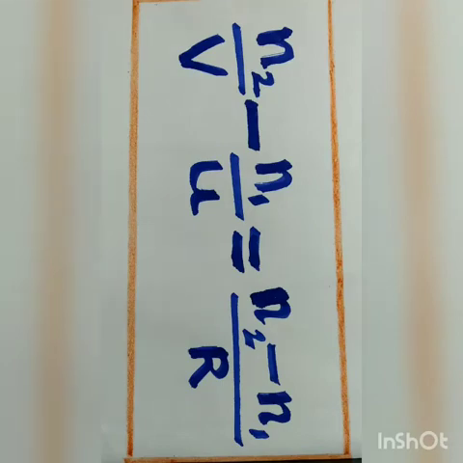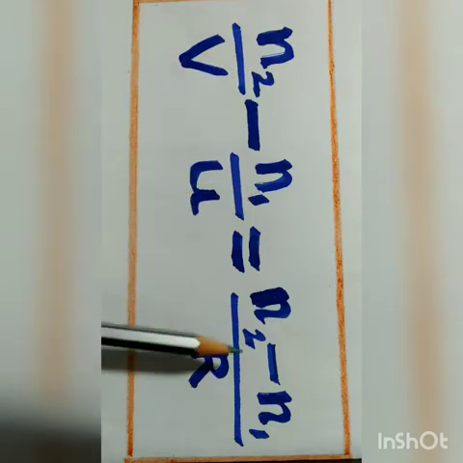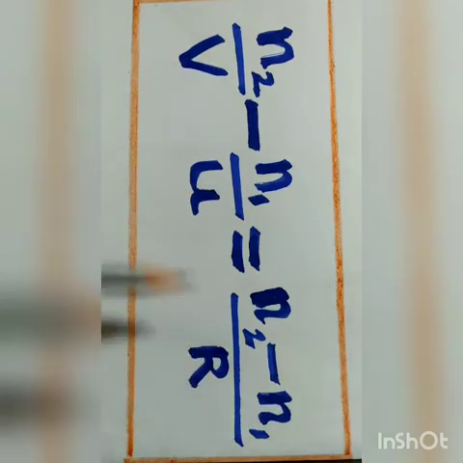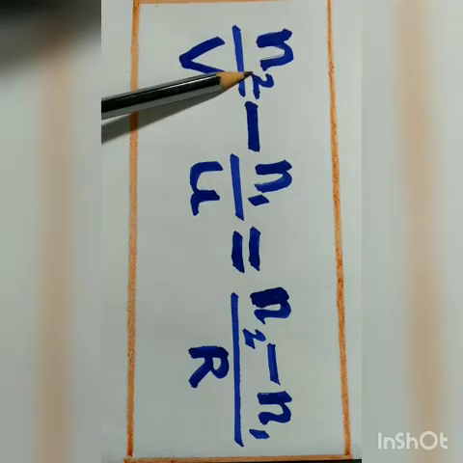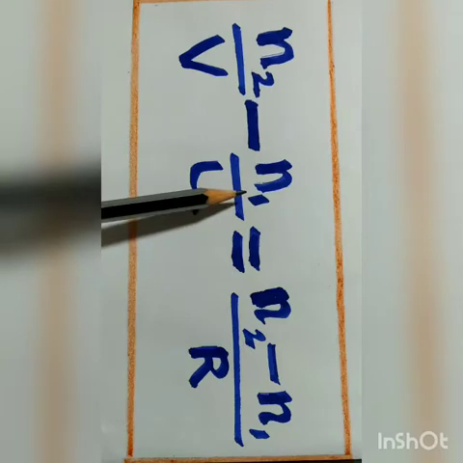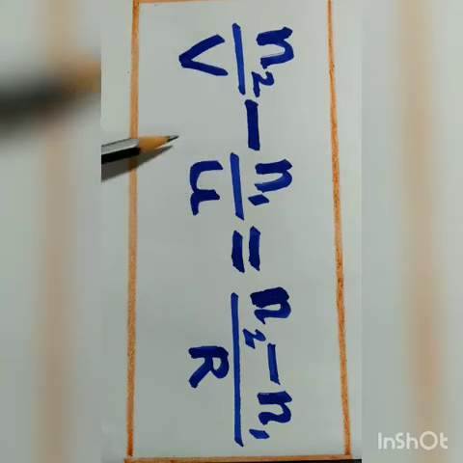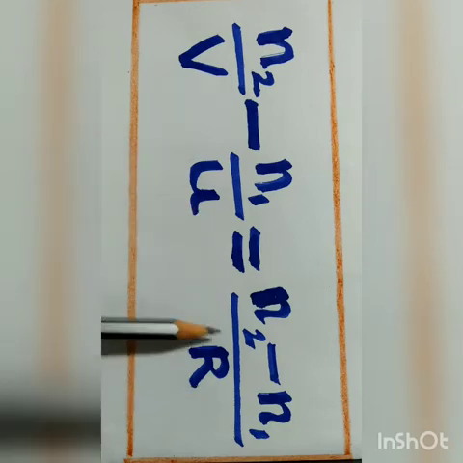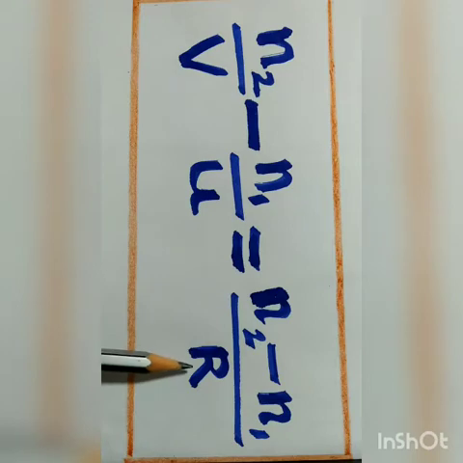Good morning, children. Today we are going to derive a formula n2 by v minus n1 by u equals n2 minus n1 by r. What are the terms? n2 is the refractive index of the second medium, n1 the refractive index of the first medium, v the image distance, u the object distance, and r as usual the distance between the pole and the center of curvature.